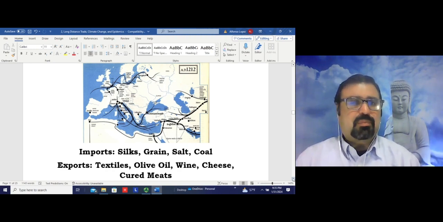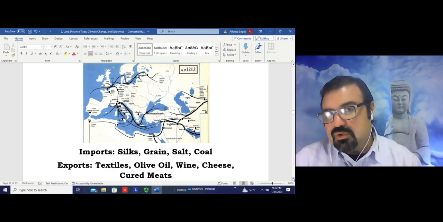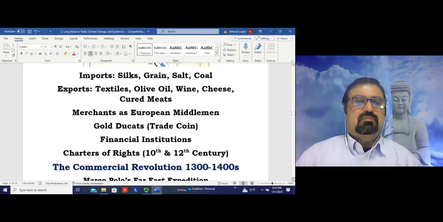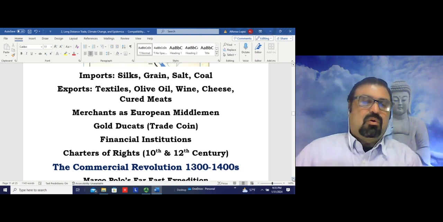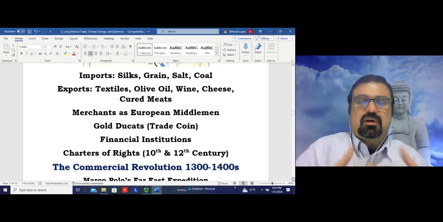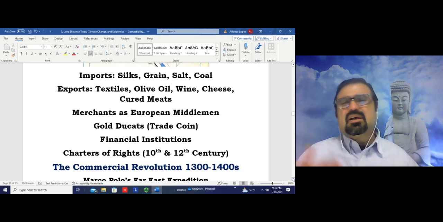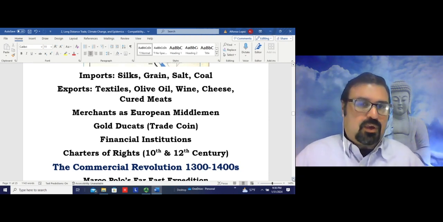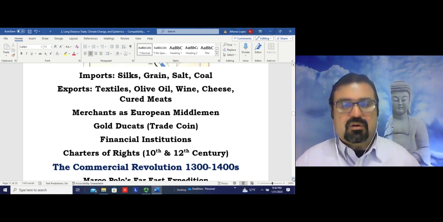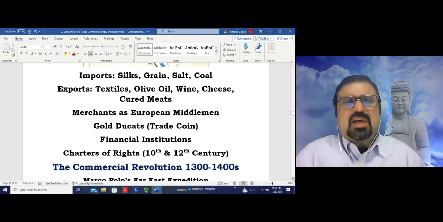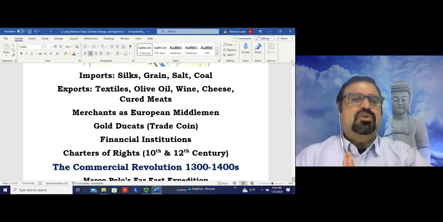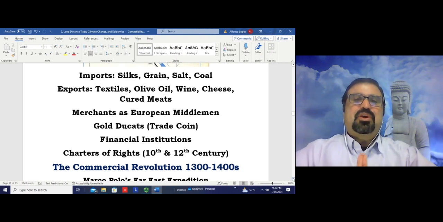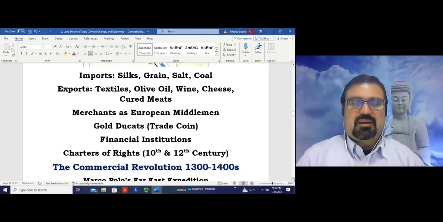They also exported products to the outside that found markets, whether in Constantinople or in the Middle East or in North Africa, like textiles, olive oil, wine, cheese, cured meats, and other manufactured goods. Okay, and like I said, they were indeed merchants that served as middlemen to the European kingdoms.